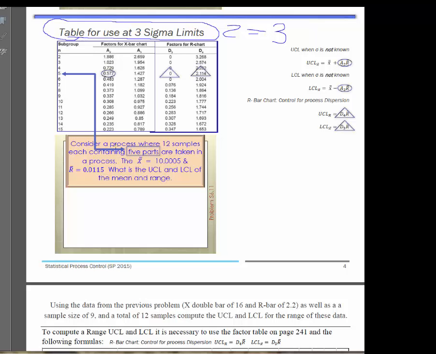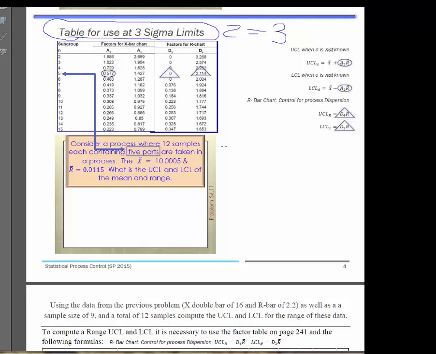So down here in this problem, we see consider a process where 12 samples, each containing 5 parts, are taken in a process. The x double bar is 10.005 and the R bar is 0.0115. What is the upper and lower control limit of the mean and the range?